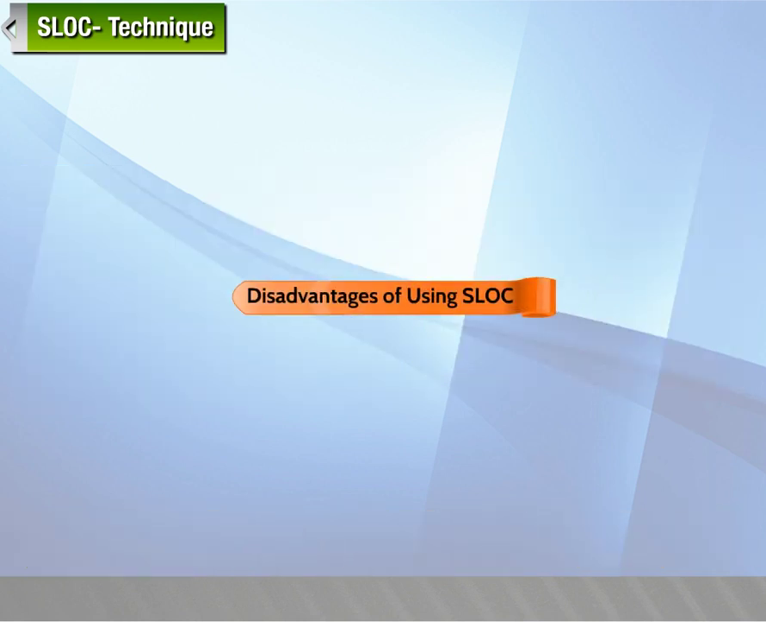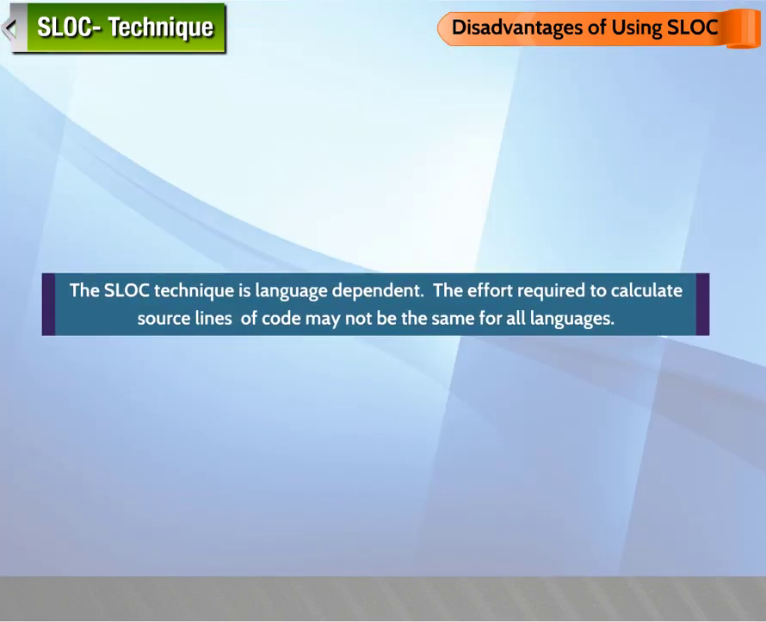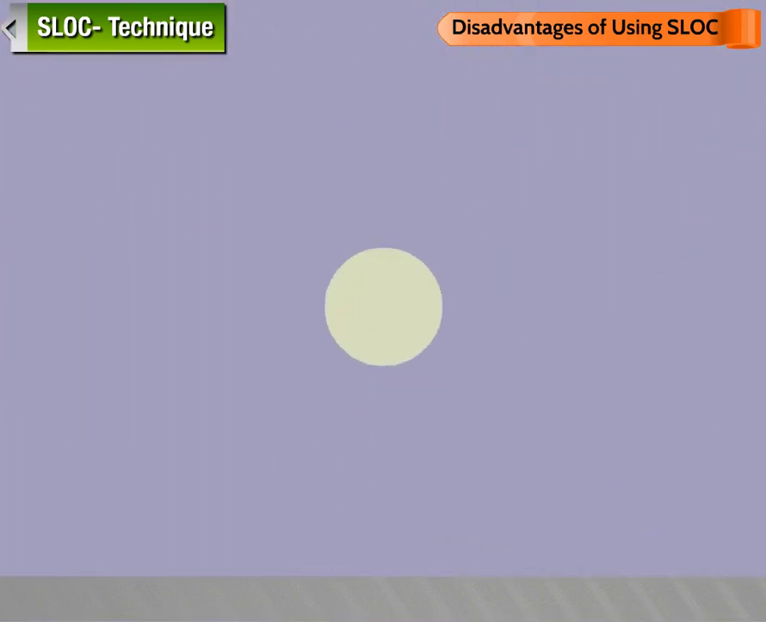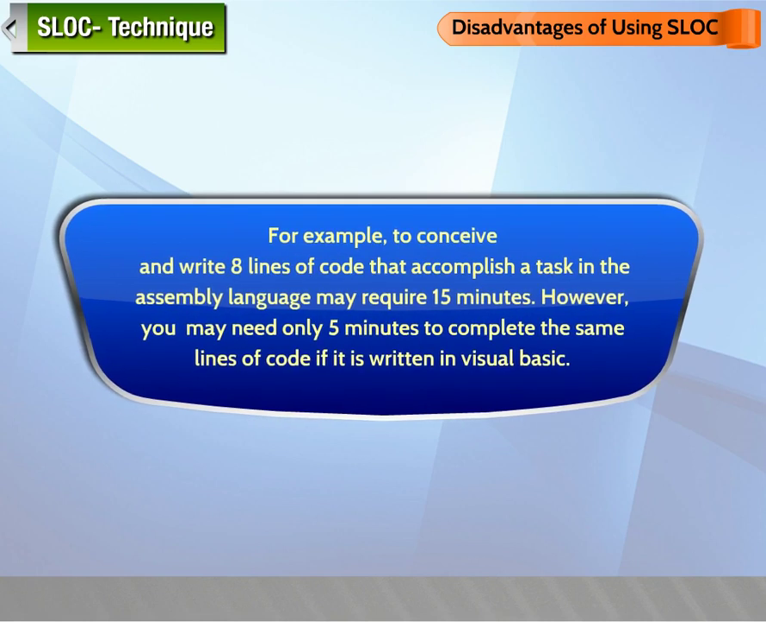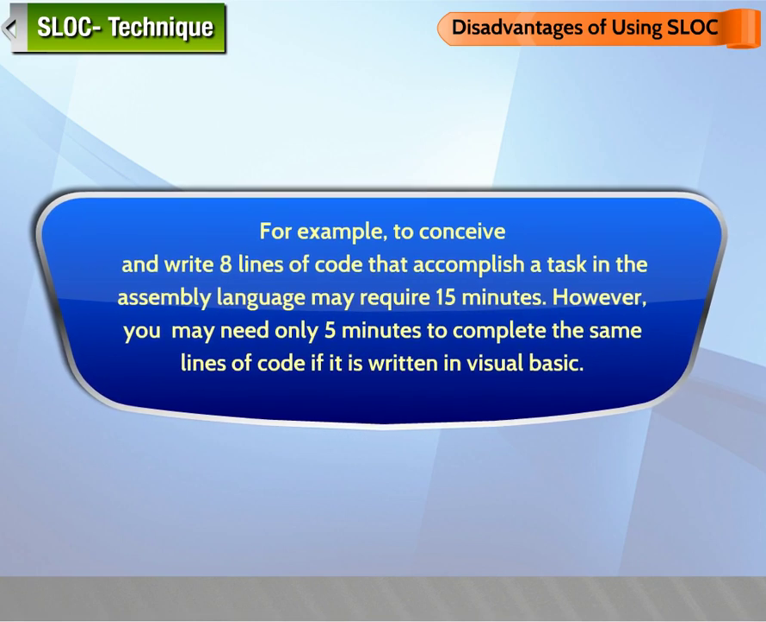Disadvantages of using SLOC. Despite being accurate in providing figures to calculate the effort required for a project, the SLOC technique has a drawback. The SLOC technique is language dependent. The effort required to calculate source line of code may not be the same for all the languages. For example, to conceive and write 8 lines of code that accomplish a task in the assembly language may require 15 minutes. However, you may need only 5 minutes to complete the same lines of code if it is written in Visual Basic.